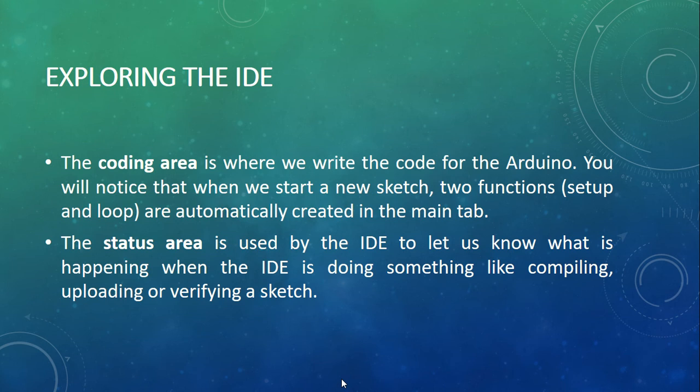Okay, next, continuing with exploring the IDE. The coding area is where we write the code for the Arduino. You will notice that when we start a new sketch, two functions, setup and loop, are automatically created in the main tab, as I've already discussed with you. Next, the status area is used by the IDE to let us know what is happening when it is compiling, uploading, or verifying a sketch. In addition, it will also display what type of error you are having.